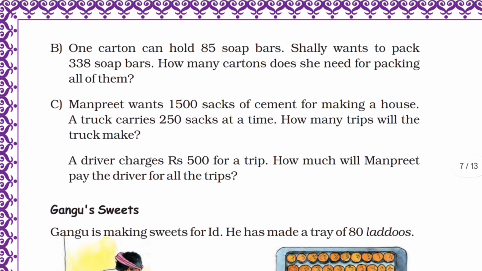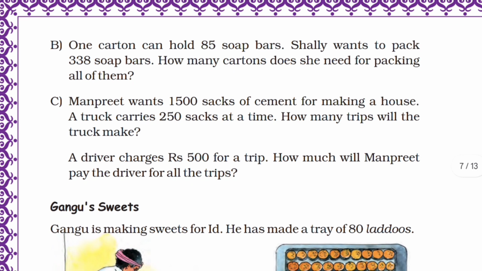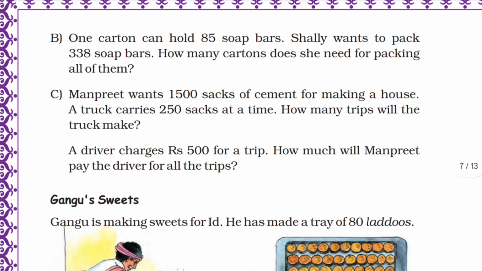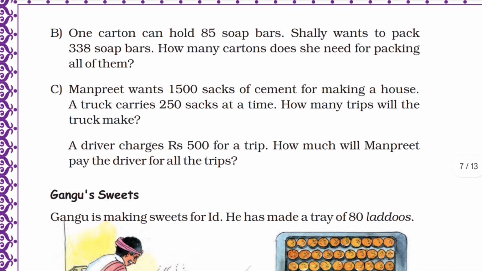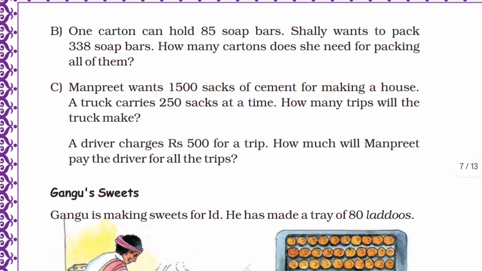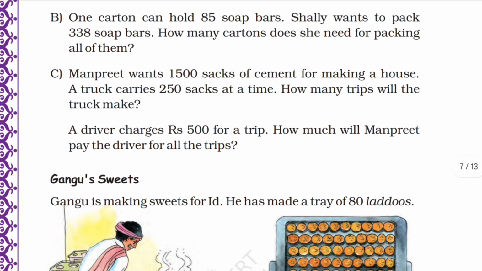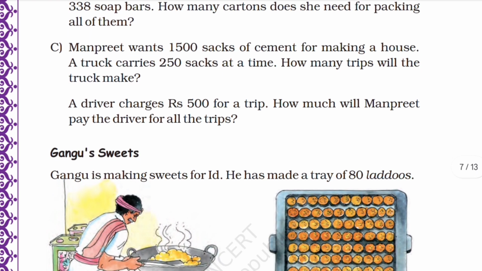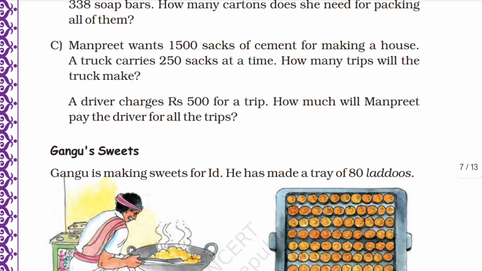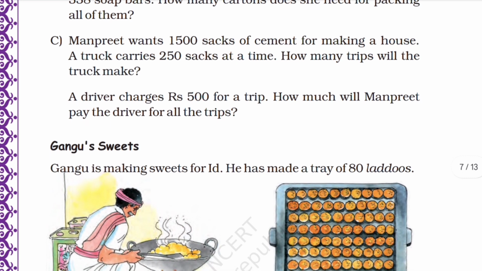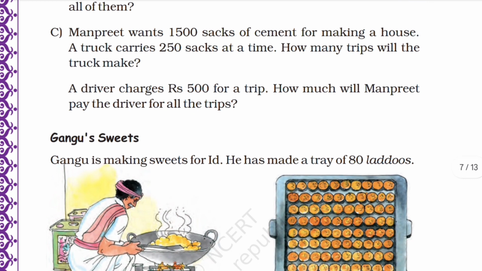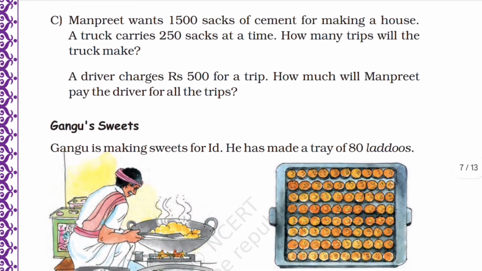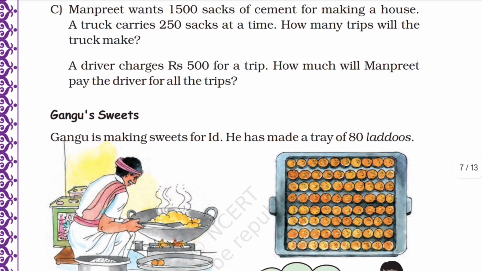Manpreet wants 500 sacks of cement for making a house. A truck carries 250 sacks at a time. How many trips will the truck make? A driver charges 500 for a trip. How much will Manpreet pay the driver for all the trips?